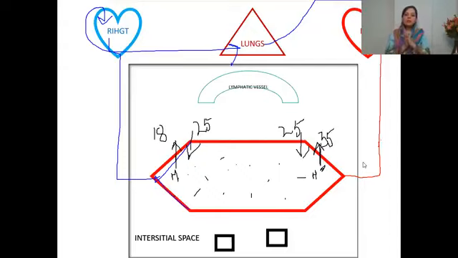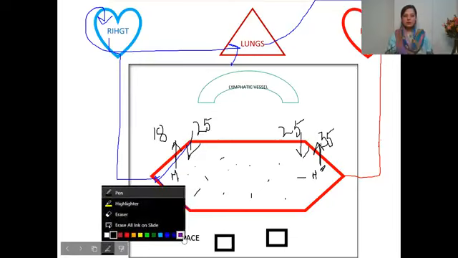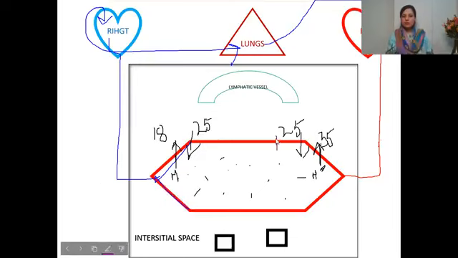So I said the hydrostatic pressure towards the capillary end is 35 millimeters of mercury, while the hydrostatic pressure towards the venular end is 18 millimeters of mercury. While the osmotic pressure, meaning the oncotic pressure, which depends upon the albumin protein, is 25 millimeters of mercury on both ends. If you see the difference between them, the difference between these 25 and 35 is 10 millimeters of mercury.